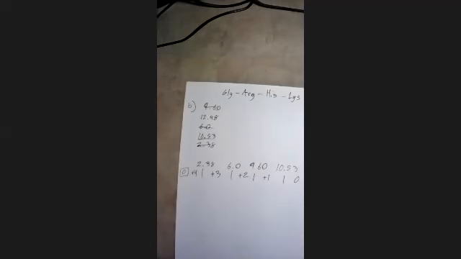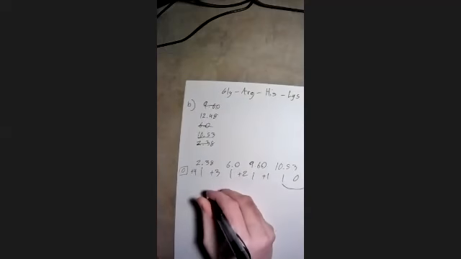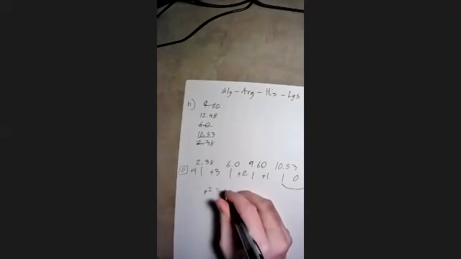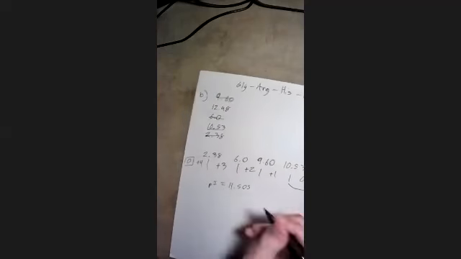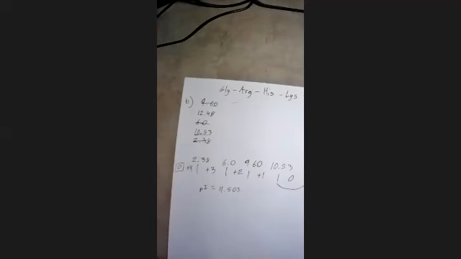Okay, and then we take the average of these two pHs. 10.53 plus 12.48, divide that by 2, and we get the PI is 11.505. So really, really high PI, but we have 3 basic amino acids, so that makes sense.